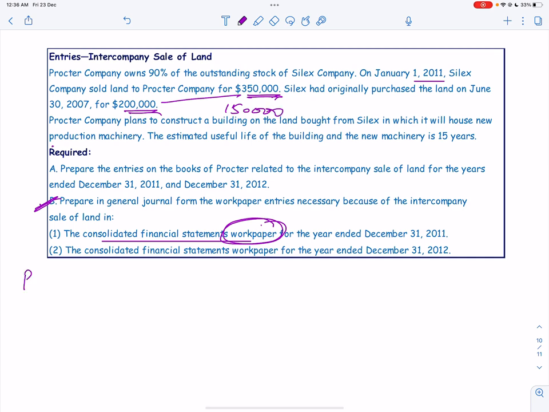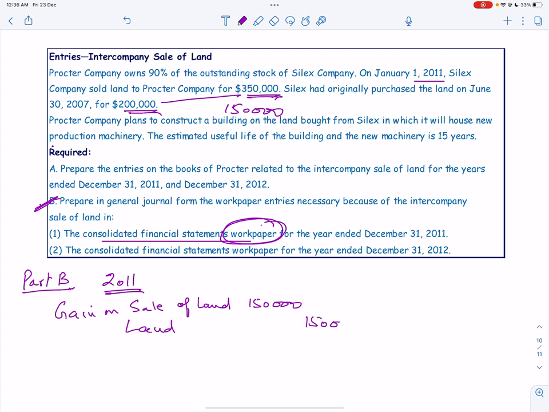So let me put it as part B. For the year 2011, gain on sale of land will be debit by 150,000 and land will be credit by 150,000.